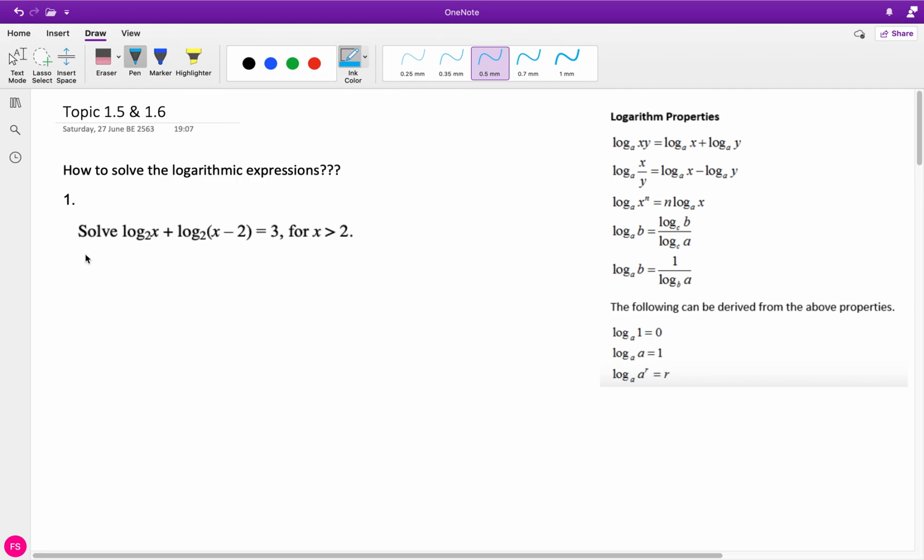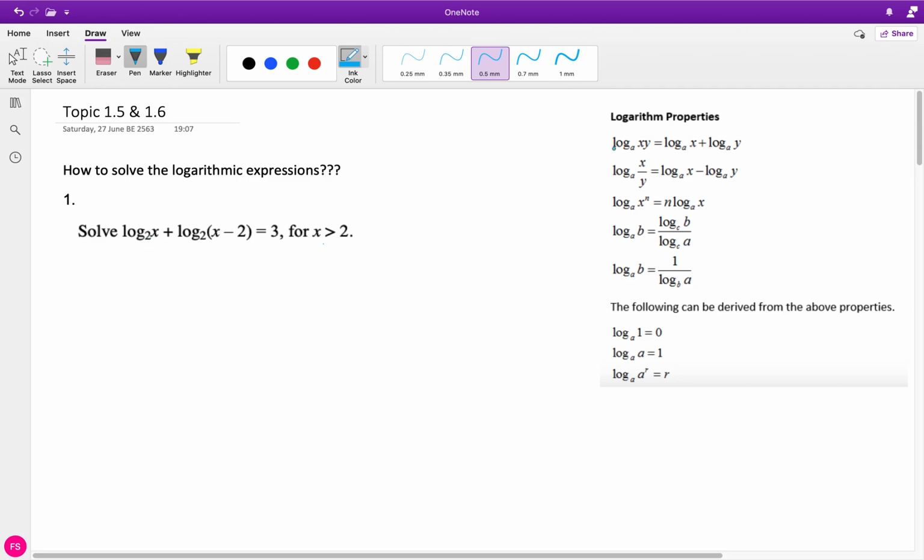Today we are going to solve logarithmic expressions by using these rules of logarithms that I already explained before. So let's start. Number 1. Solve log of x to a base of 2 plus log of x minus 2 to a base of 2 equals 3, and x has to be greater than 2. This expression is only valid when x is greater than 2.